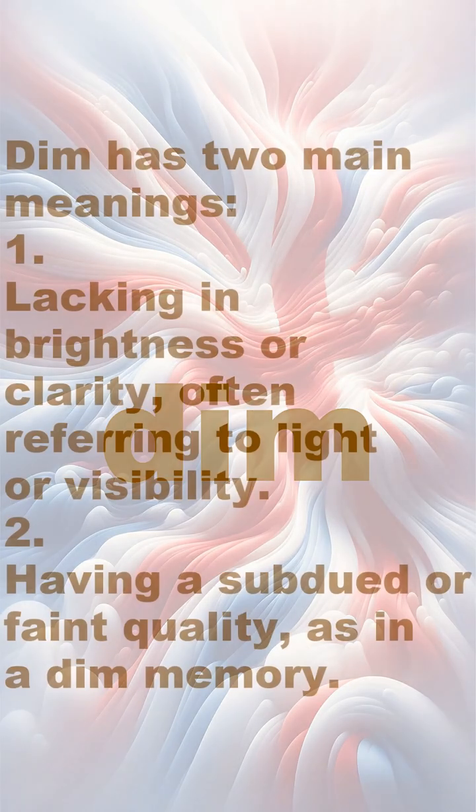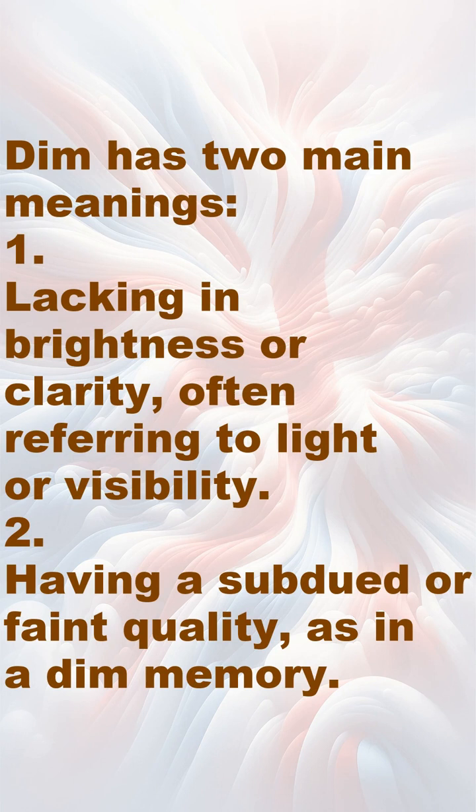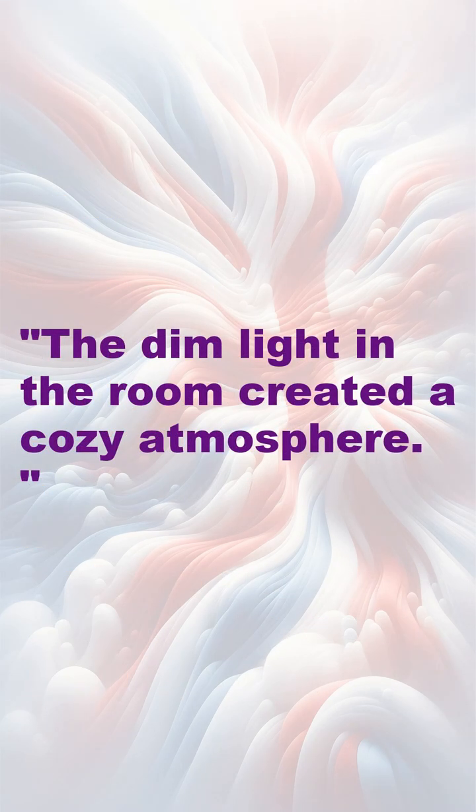Dim. Dim has two main meanings. 1. Lacking in brightness or clarity, often referring to light or visibility. 2. Having a subdued or faint quality, as in a dim memory. The dim light in the room created a cozy atmosphere.